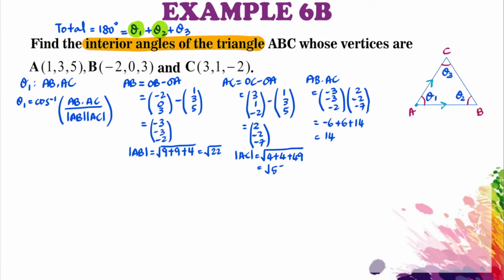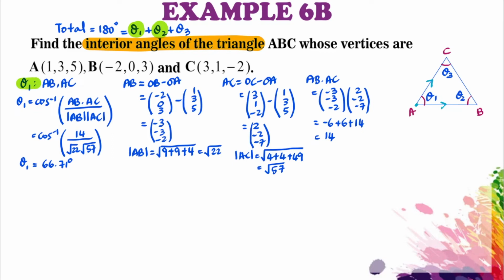Okay. So we substitute these three values into the formula for theta 1. Directly we have inverse cos of 14 over square root of 22 times square root of 57. So theta 1 will be equal to 66.71 degrees. Okay, so that is theta 1.